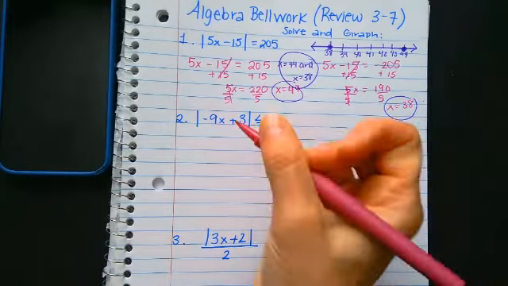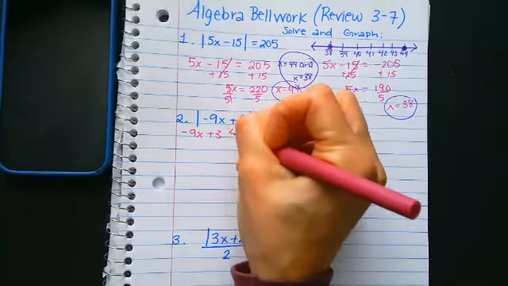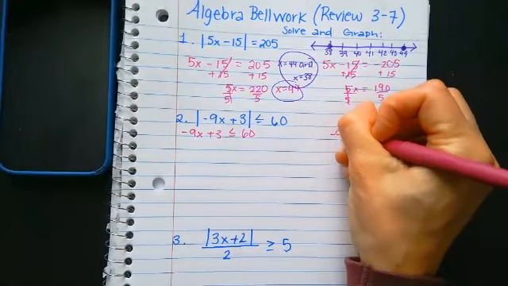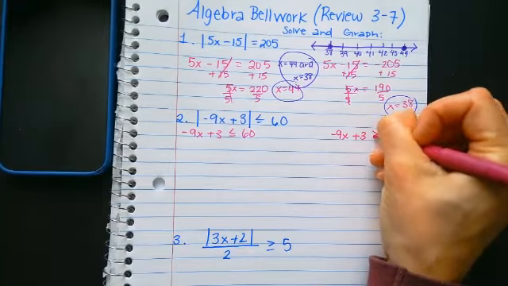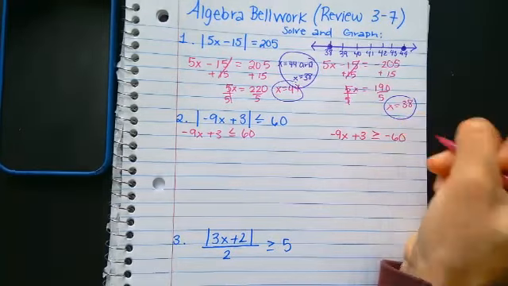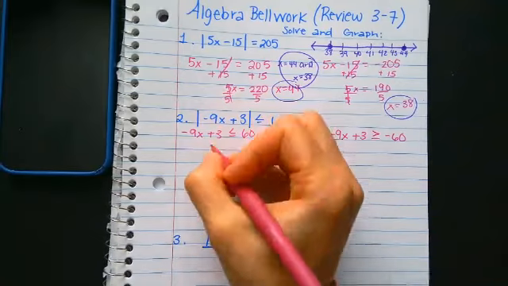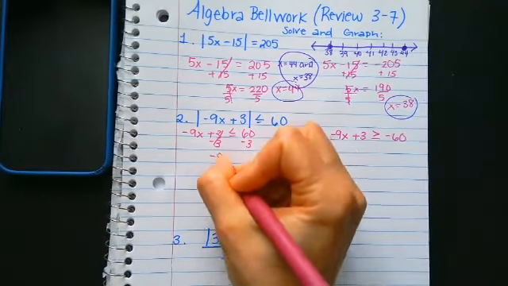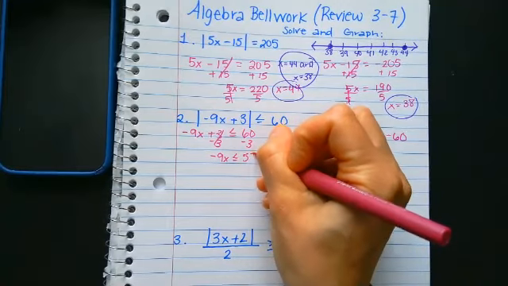So we're going to start this with negative 9x plus 3 is less than or equal to 60 as is. And then when we set up the other side, negative 9x plus 3, and then we're going to flip the inequality and make this one negative this time. So that's super important to remember that. And we're going to solve each. So we're going to start by subtracting 3 from both sides. So negative 9x is less than or equal to 57.